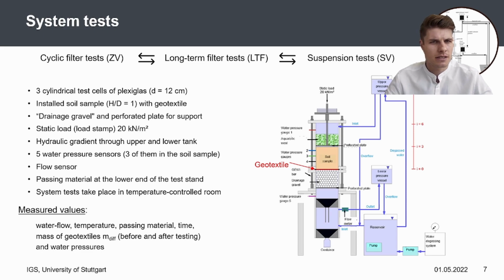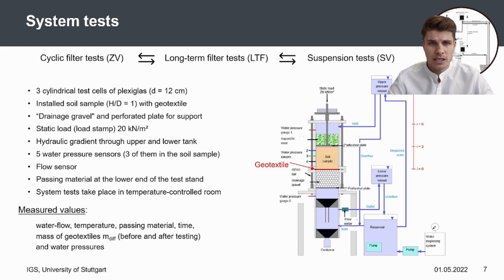In general, the test setup, shown here on the right side, consists of three plexiglass cylinders with an inner diameter of 12 centimeters and a head section. Between the first and the second plexiglass cylinder is the geotextile. Here you can see it marked in red, lying stress-free on a drainage gravel and a perforated plate for support. Above the geotextile, the soil sample is installed with a ratio of 1:1, meaning height in relation to the diameter. A load of 20 kilonewtons per square meter is applied to the soil sample via the head section.